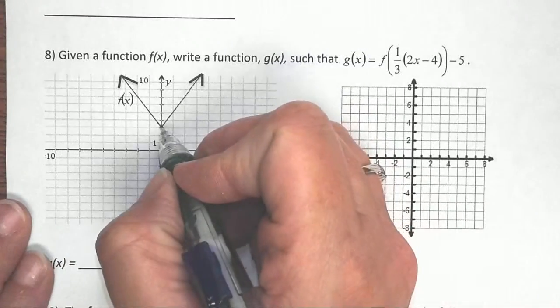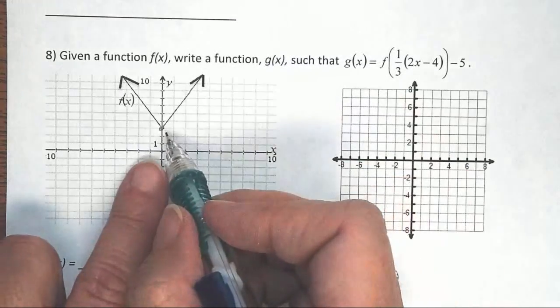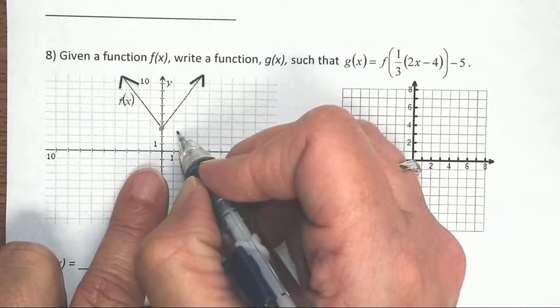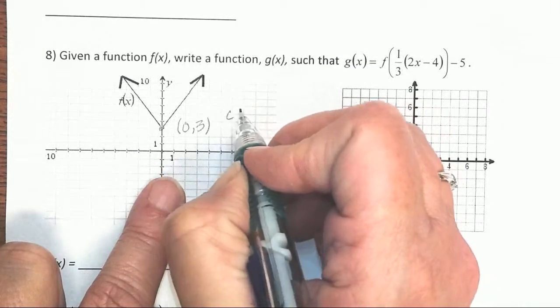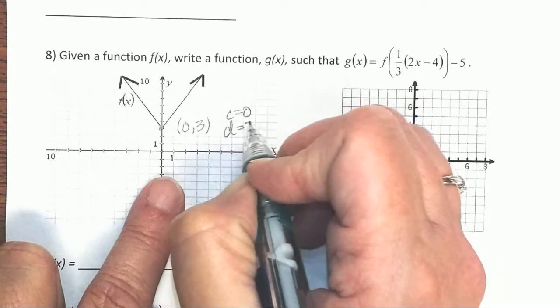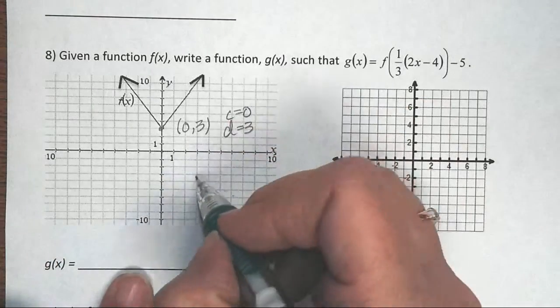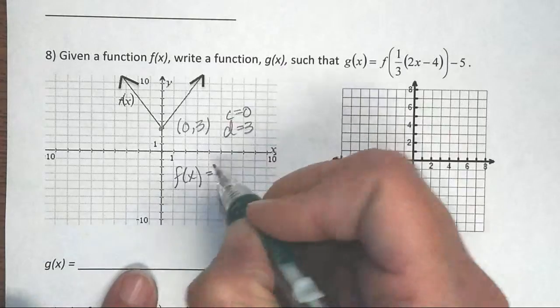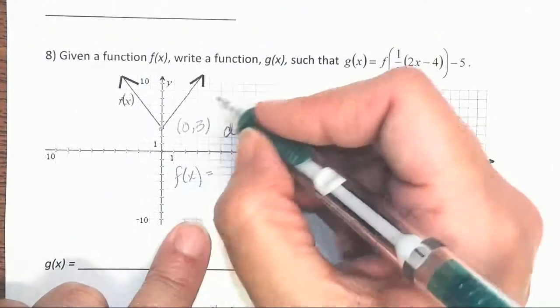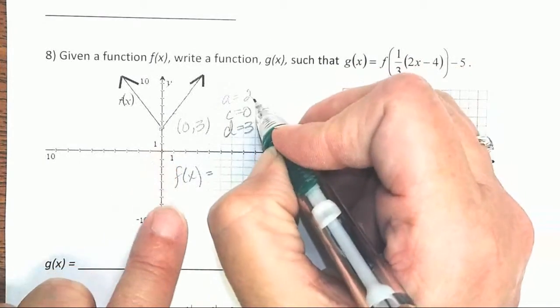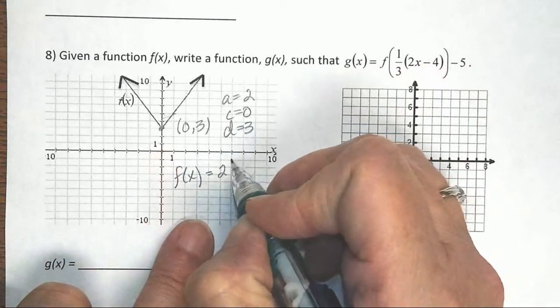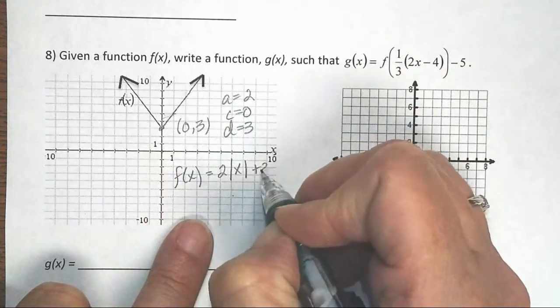Number 8. Let's go ahead and write the function for this graph. We'd say that my vertex is at (0, 3), which means my C is 0, my D is 3. So the rule for this graph, f of x, is equal to, A is going to be my slope of this right-hand side, so that slope is 2. That's 2 times the absolute value of x plus 3.